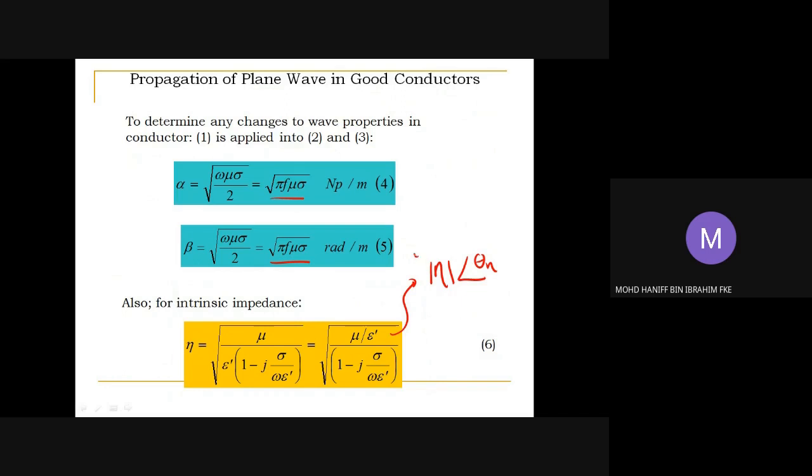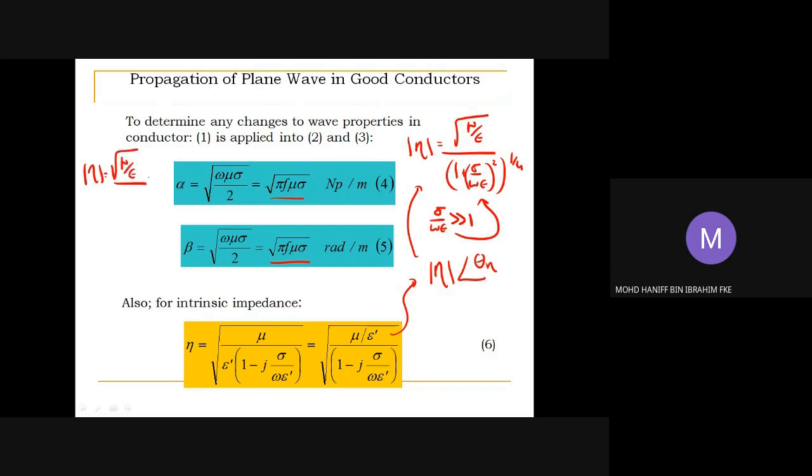If we recall previously, the impedance amplitude for the case of lossy medium is equal to the square root of mu over epsilon, divided by 1 plus sigma over omega epsilon squared, to the power of 1 over 4. If we take a similar approximation for a good conductor, whereby sigma over omega epsilon is very much bigger than 1, and substitute it into this impedance amplitude, we get the impedance from mu over epsilon.